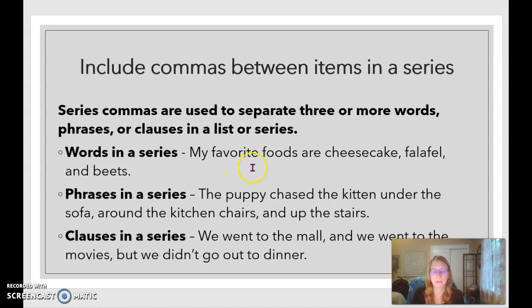So here we go. My favorite foods are cheesecake, comma, falafel, comma, and beets. For phrases in a series, we have the puppy chased the kitten under the sofa, comma, around the kitchen chairs, comma, and up the stairs. And for clauses we have, we went to the mall, comma, and we went to the movies, comma, but we didn't go out to dinner. So using commas to separate items in a list.